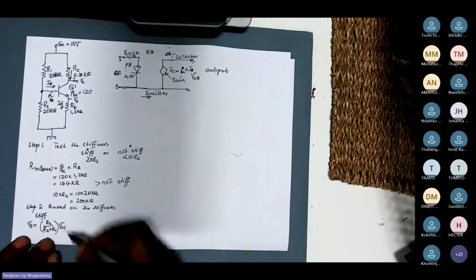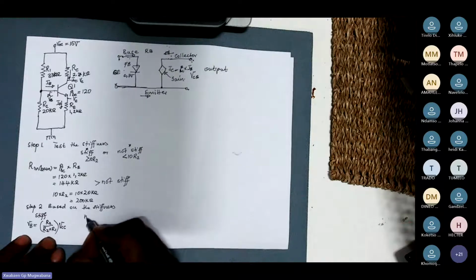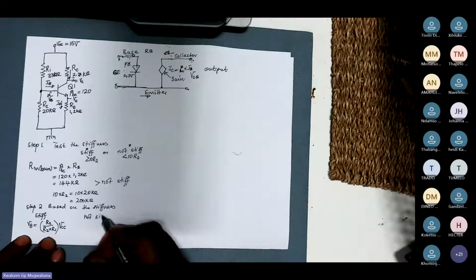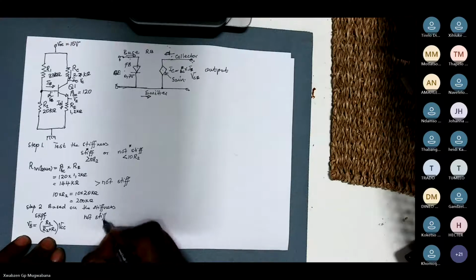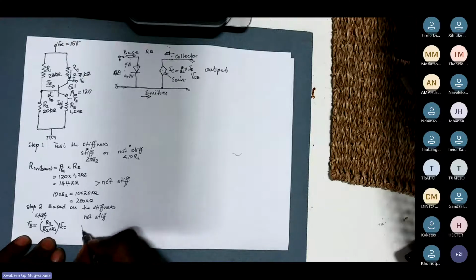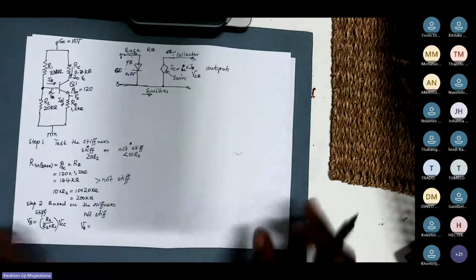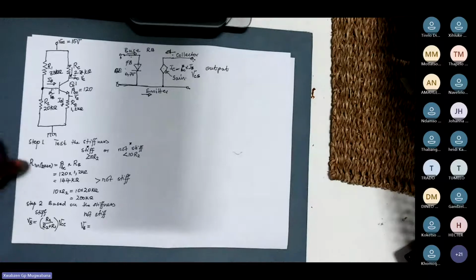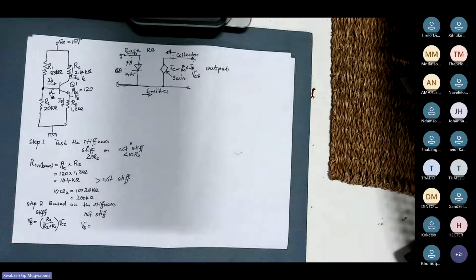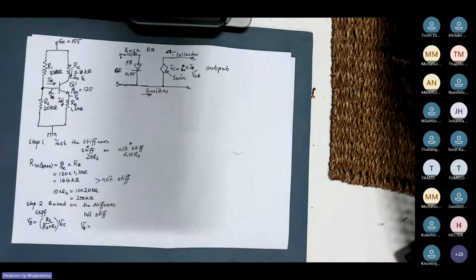Now, if your transistor is not stiff, then your VB will be given by, you will go and say, this inside base resistance that we have determined needs to be in parallel with this R2 in our circuit.